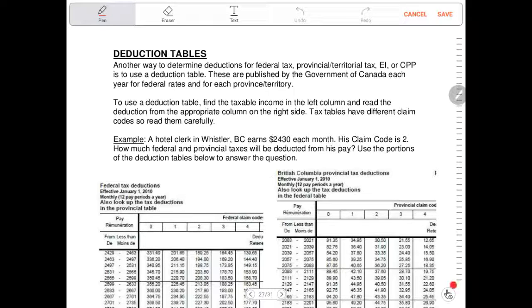Another way that this can be done is by using a deduction table, and these are produced each year and they are shared with people. This is how it is determined how much income tax deduction or other deductions must be taken off of your paycheck. So for example, this would happen with federal tax, income tax, provincial and territorial taxes, EI, which is employment insurance, and CPP. Now again, you can look these up right now.